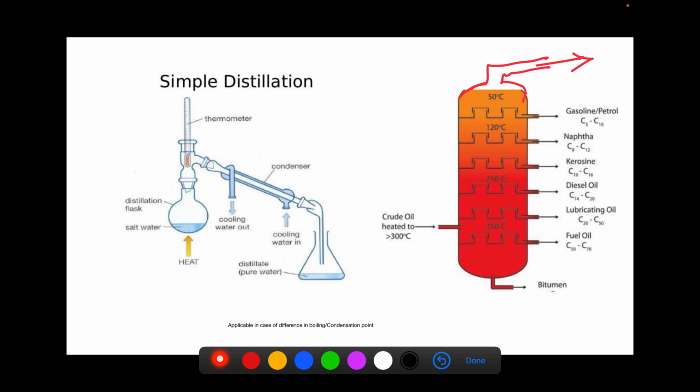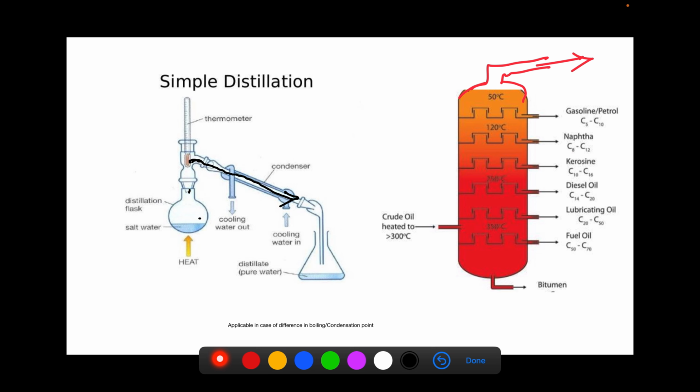We have this very important process called distillation, where two or more liquids, remember, two or more liquids, or a solid and several liquids, can be separated using this process of distillation. What happens is, when we heat a substance, the liquid will evaporate and it will go through this particular channel.